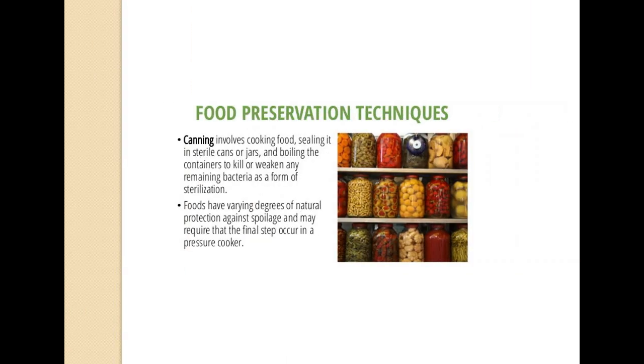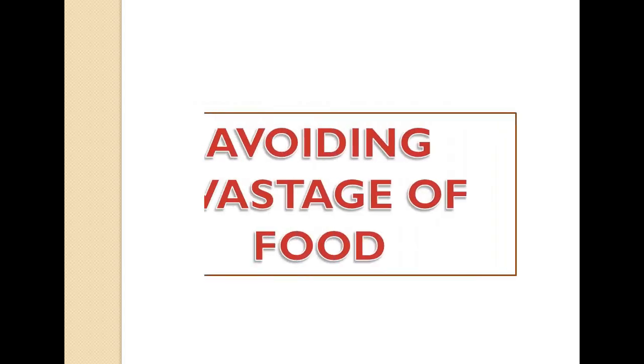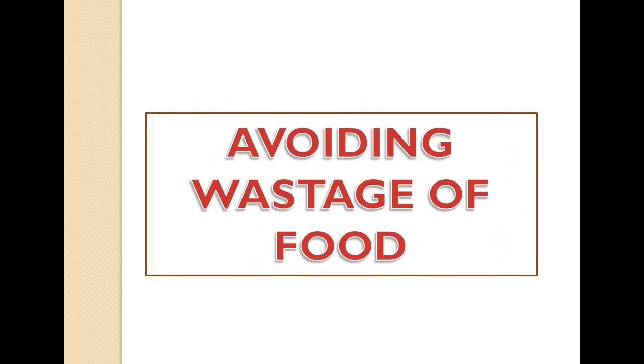Next method is canning and bottling. In this method, food is processed and stored in cans and bottles. For example, canned beans, canned fish, bottled sauces and jams. The next heading is avoiding wastage of food.